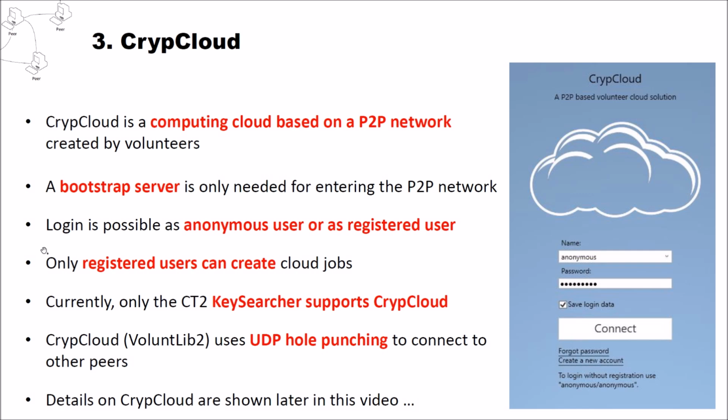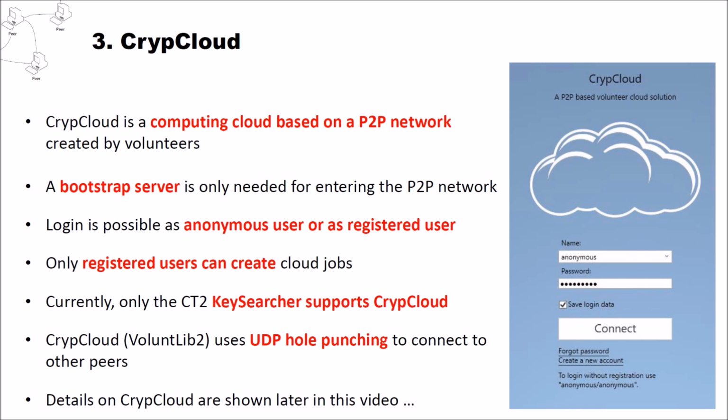And with CrypCloud, login is possible as anonymous user or as registered user. And only registered users can create cloud jobs. But to participate, you can just use anonymous. And currently, only the CrypTool 2 key searcher component supports CrypCloud. We will have an example of a key searcher with a distributed cryptanalysis brute force job later in this video.